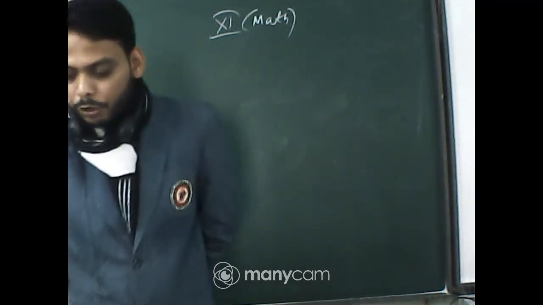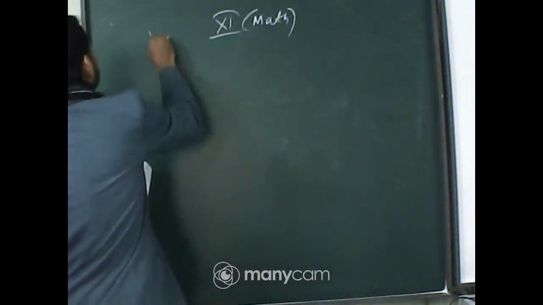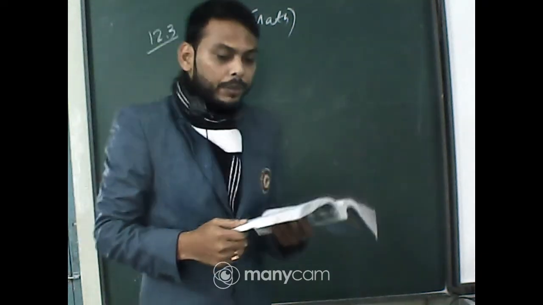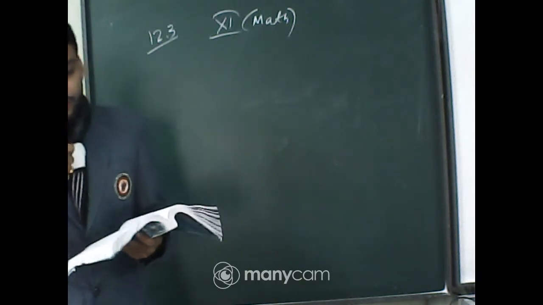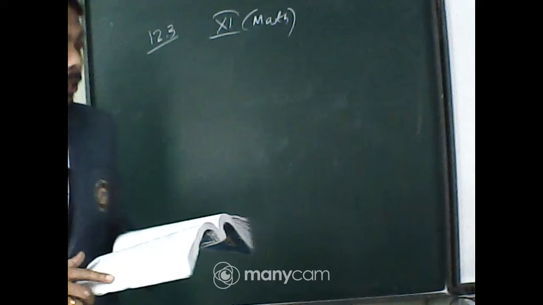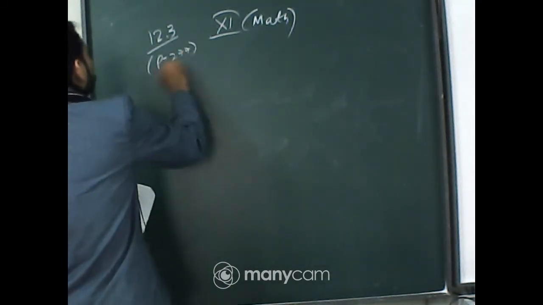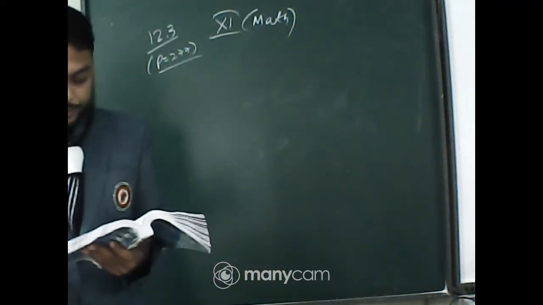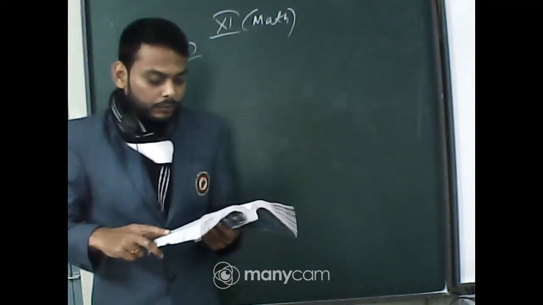Okay, so now move on to 12.3. 12.3 was going on in the last class. We have already done 1 and 2, so from 3 we will do. You also do it in your copy and respond to me. Question number 3, page number 277. 1 and 2 are already done.